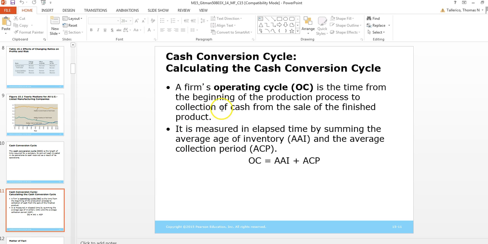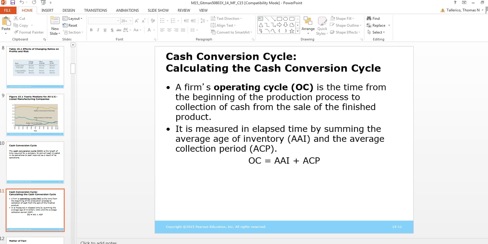And we're not at the equation yet for the cash conversion cycle, but we're up to this thing called the operating cycle. An operating cycle is the sum of the average age of inventory, see this right here, and the average collection period. This is called the operating cycle. And that's the time from the beginning of the production process to the collection of cash from the sale of the finished product, right? So as soon as you start producing it, and then you start collecting cash from the sale.